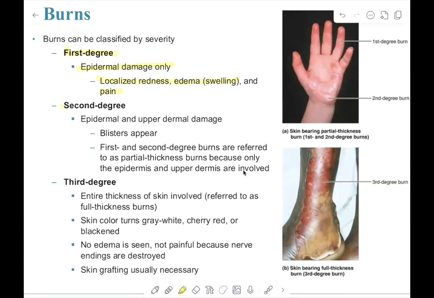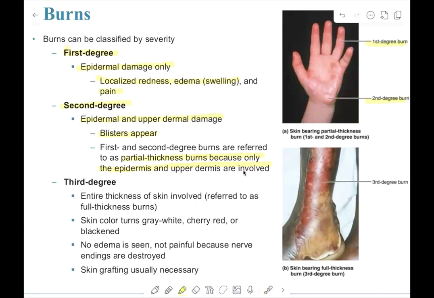Blisters only occur once we get to second degree burns, and that's because there is a separation between the epidermis and the dermis. So it's epidermal and upper dermal damage. Blisters appear, and they're called partial thickness burns because only the epidermis and upper dermis are involved. So we see a first degree burn here and a second degree burn here with the blisters being shown.